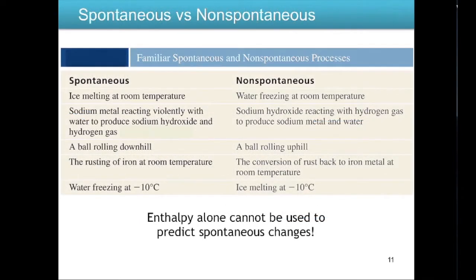So what can we say about enthalpy and spontaneous reactions? Can we use enthalpy to predict whether a reaction is spontaneous or not? Well, as we've seen, reactions can be either exothermic or endothermic, and they can still be spontaneous. So the short answer to the question is enthalpy alone can't be used to predict whether or not a process is spontaneous or not. We need something else.